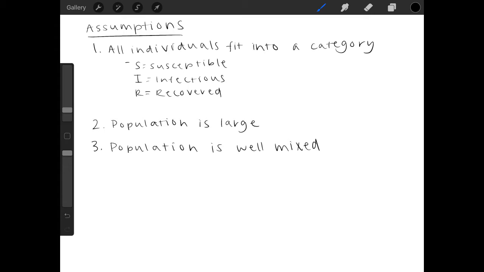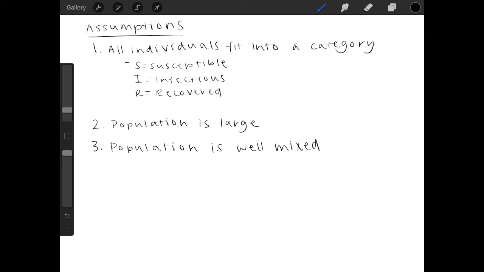And the recovered individuals, which just means that they are no longer infectious and they are no longer susceptible to the disease either. So for the second assumption, we can assume that the population is large but fixed in size and confined to a well-defined region. So for example, students on campus for a semester.